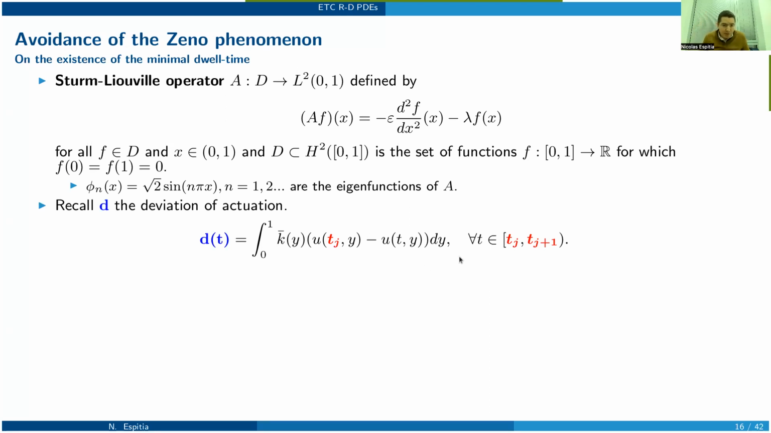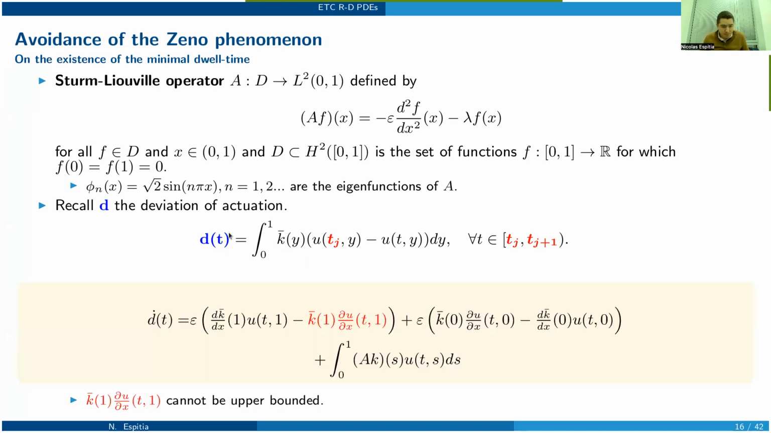So we studied this, and for that we take the time derivative on an open interval and try to find upper bounds. But we can rapidly notice that when taking the time derivative, there is a term here that cannot be upper bounded. And this term is very, very problematic.